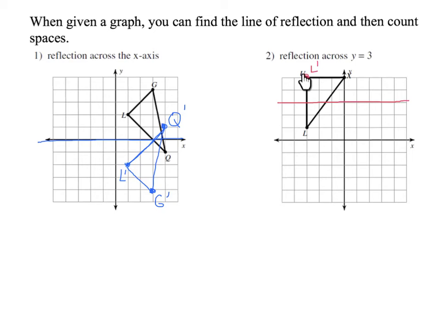Let's look at U. It's 1, 2 above, so I'm going to go 1, 2 below. Put my dot. Label it U prime. And finally, let's look at X. X is 1, 2 above, so I go 1, 2 below. Put a dot. That becomes X prime. What's left to do? Connect the dots. And I have now reflected the first triangle over the line y equals 3.